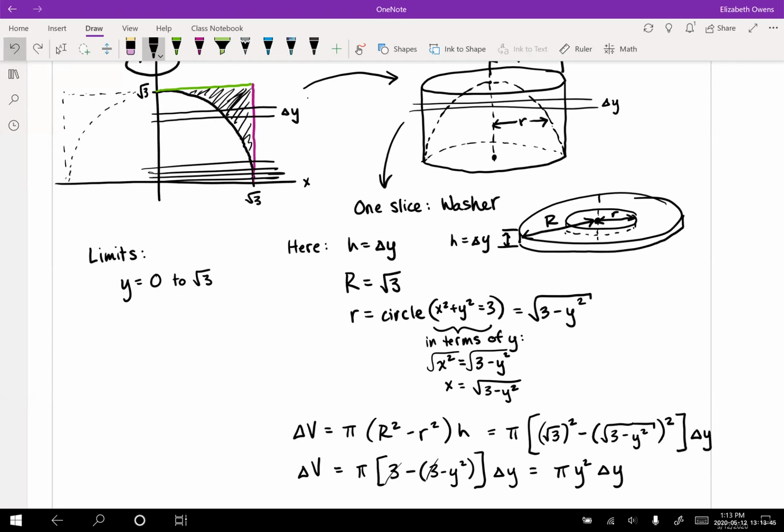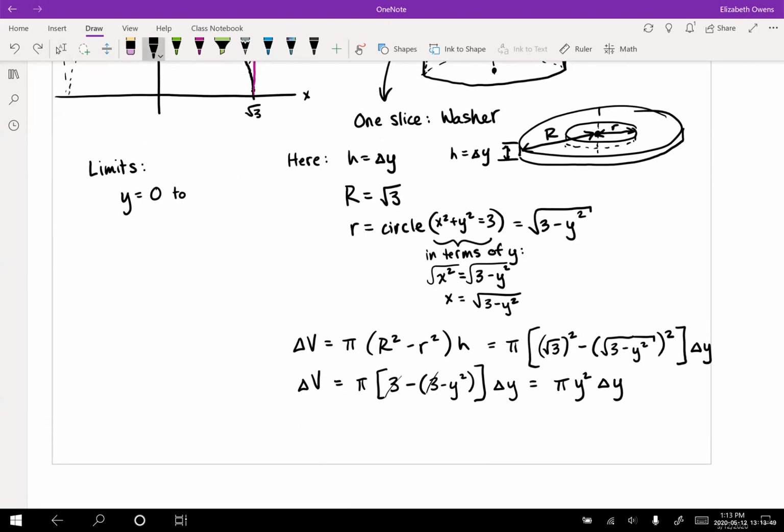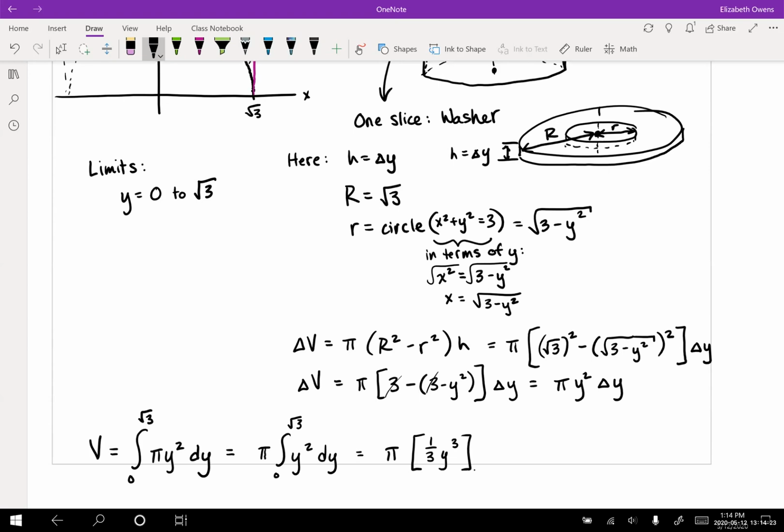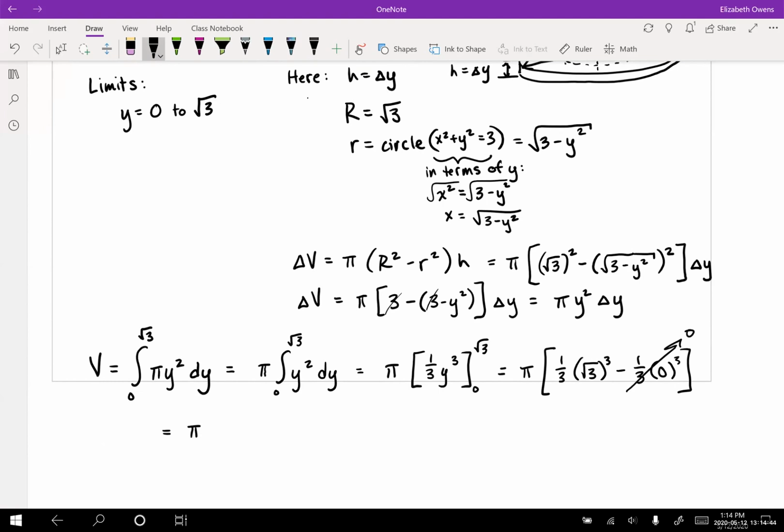That's what we're doing. And so our integral for v is going to go from y equals 0 to the square root of 3. And you pop your delta v expression in there, pi y squared, and delta y becomes dy. And then we will finish that up by integrating it. So take your antiderivative. This one's pretty quick. We'll just plug in those limits here. 1/3 times the square root of 3 cubed minus 1/3 times 0 cubed. How nice that we keep getting to plug in 0. That is sweet.